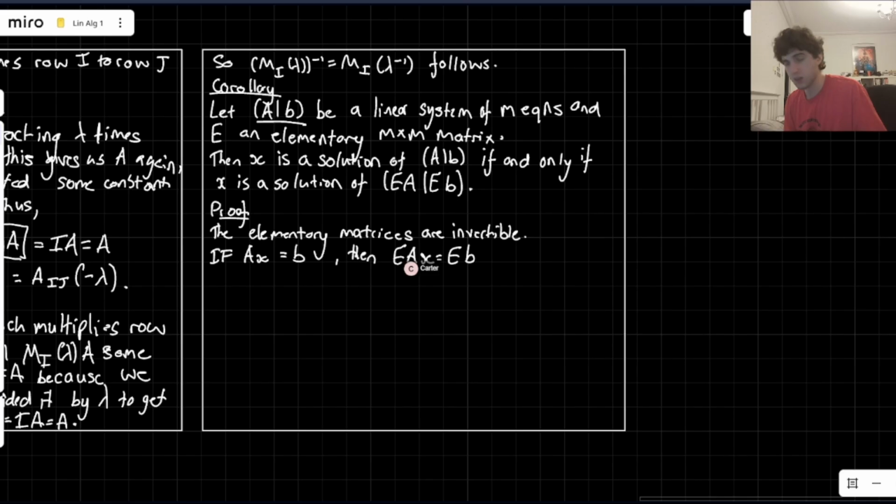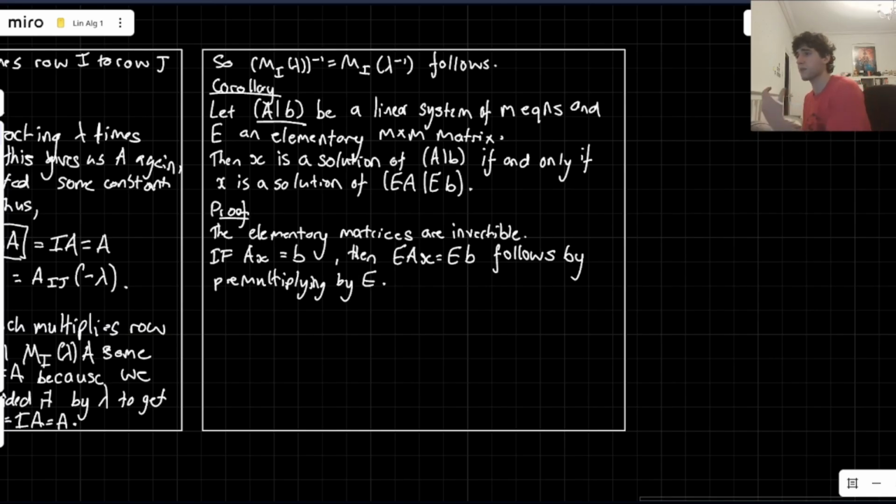We didn't need the invertibility to do this at all. This was something we could have done after talking about pre-multiplication, to be honest with you. But we wouldn't have been able to do the entire proof, so we needed the invertibility of elementary matrices. So obviously this follows by pre-multiplying by matrix capital E. So what this is saying is if I have a solution, if my column vector x is a vector of solutions to my initial system, then obviously my transformed system will have the same solutions.